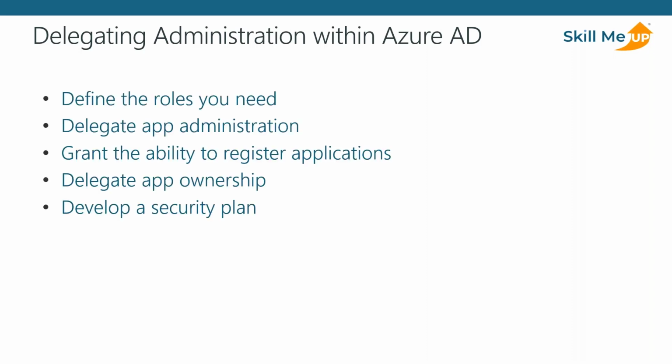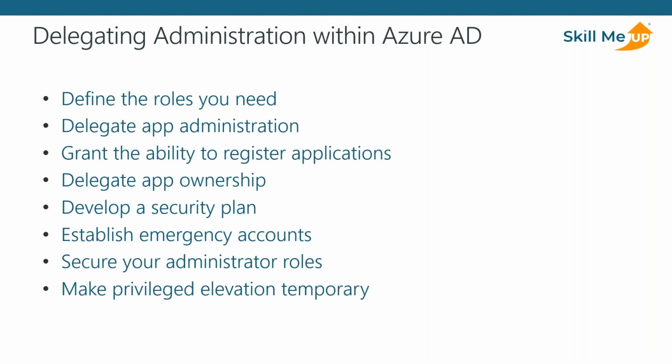The first one is define the roles that you need. You then delegate the app administration. You then grant the ability to register applications, then delegate app ownership, and develop a security plan that maps around that. Then you establish what are called emergency accounts. You then secure the administrator roles and then make privileged elevation temporarily available.